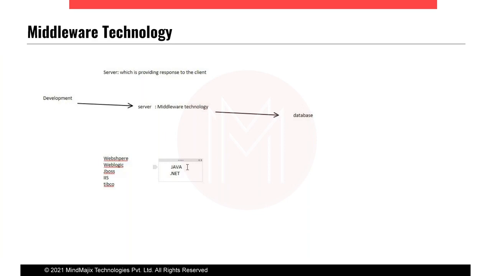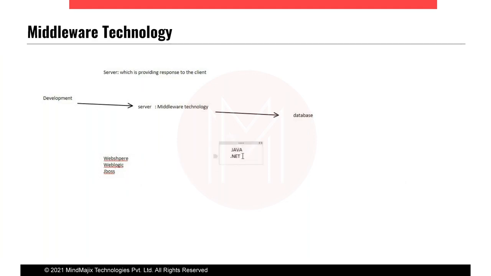So whoever is developing the content, that should be hosted on the server, on the middleware technology. If we are not hosting, then that development code is not usable, that is waste, that is useless. So the coding part should be hosted on the particular platform. That may be WebSphere, WebLogic, JBoss, IAS. And coming to Java and .NET, whatever code is developed in Java can be hosted on WebSphere, WebLogic, JBoss.